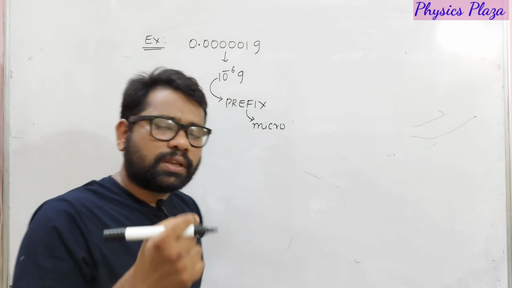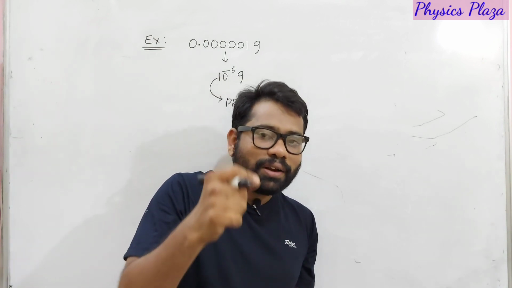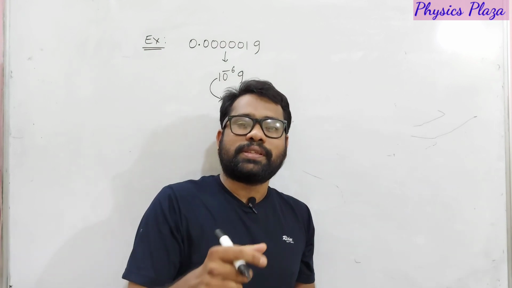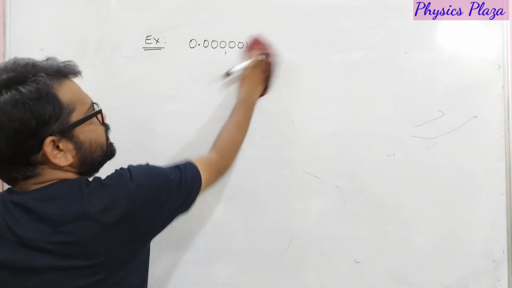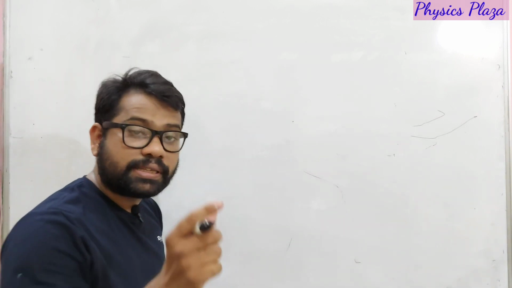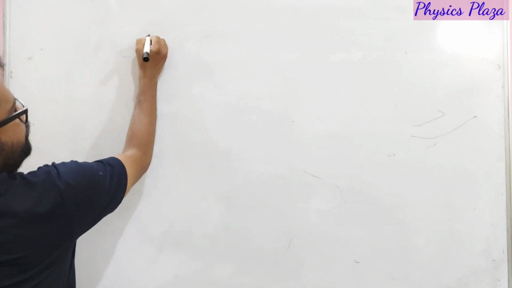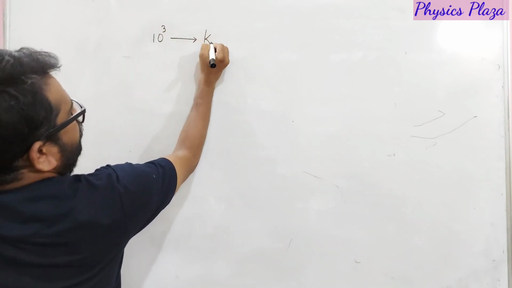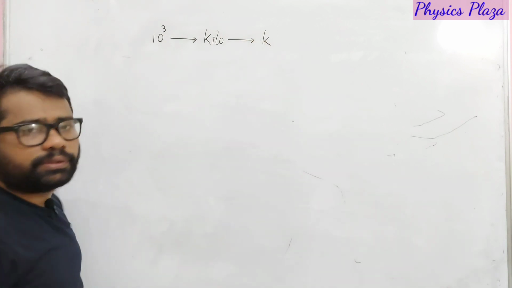To express very small numbers, and at the same time very big numbers, we use prefixes, so that it is very comfortable to express any numerical values in the measurement chapter. In that, children, let us see the most commonly used prefixes. First we will see those for bigger numbers. Mainly we will be using 10 power 3, which is kilo. Its symbol is k.